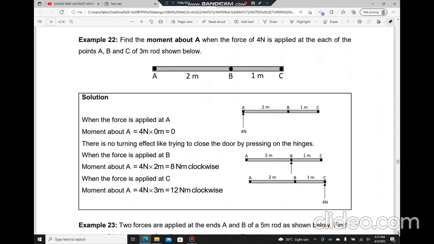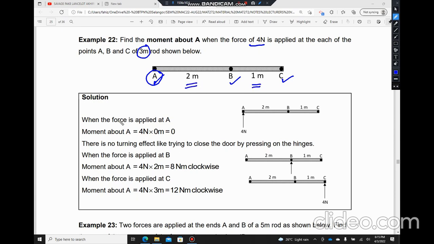Okay, so we discuss example 22. Find the moment about A. Kita nak moment about A kat sini. When the force of 4 Newton is applied at each of the points A, B and C of the 3 meter road shown below. So kat sini we have 3 points which are A, B, C. Kita ada road 3 meter. So kat sini dia bagi jarak 2 meter and 1 meter.